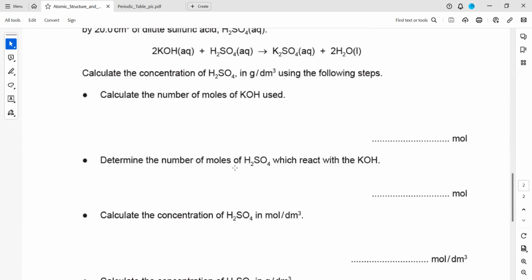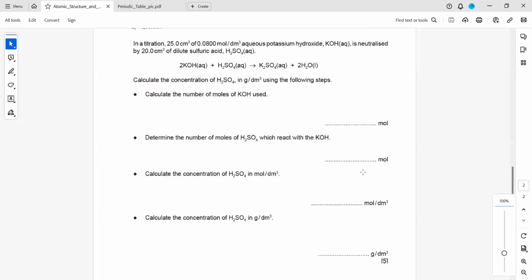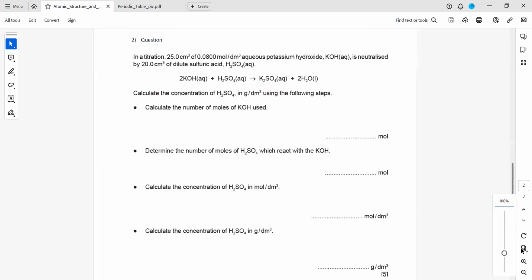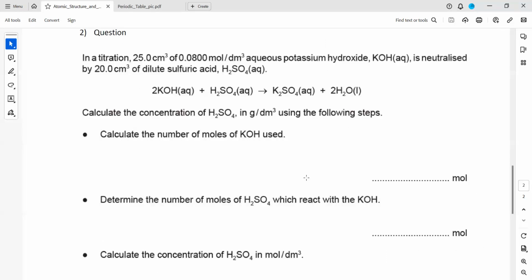The discussion was related to moles. Question 2, the titration. 25 cm cube of 0.08 moles per decimeter cube aqueous potassium hydroxide is neutralized by 20 cm cube of sulfuric acid. Calculate the moles.